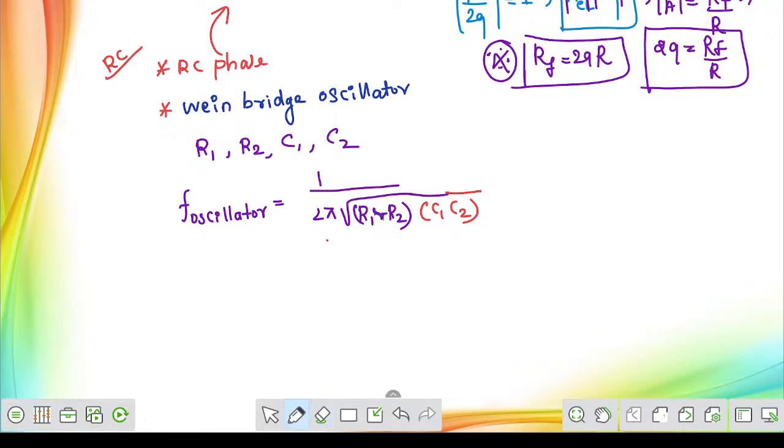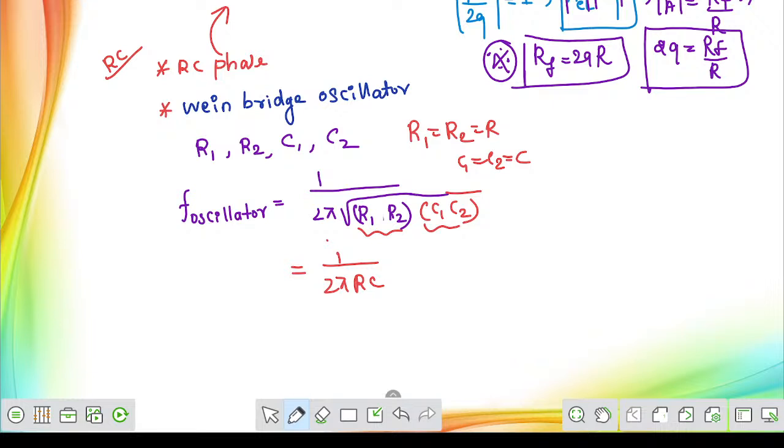We are playing with the Wien bridge, no? So in the Wien bridge circuit, it will be important. See, when R1 and R2 will be given, C1 and C2 will be given, just multiply them and put everything inside the bracket, inside the square root. In the question, suppose it is given that R1 and R2 both have the same value, and C1, C2 both have the same value. Then in that case, what will happen, sir? Directly you can write 2 pi RC as your final formula.